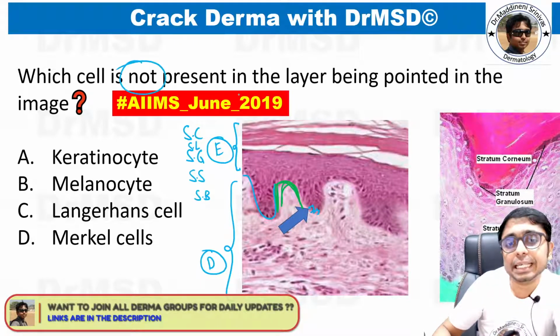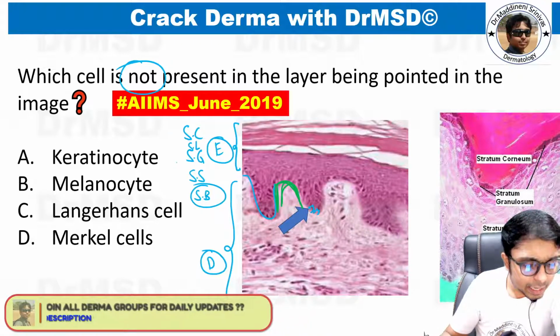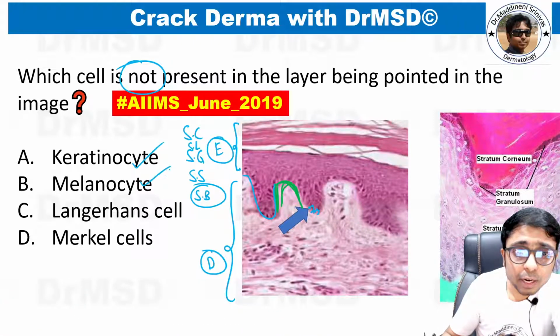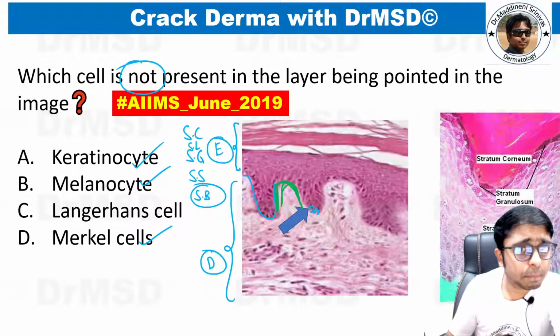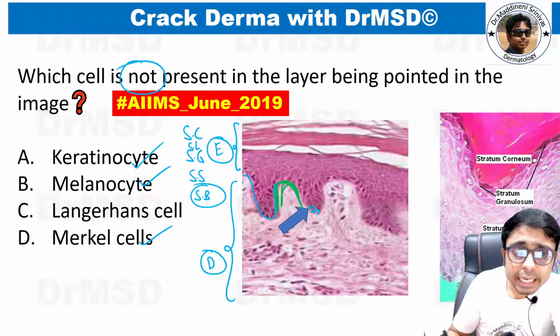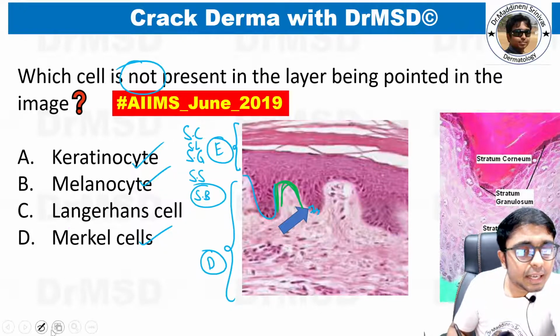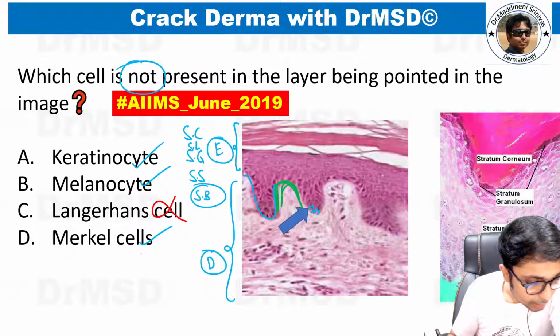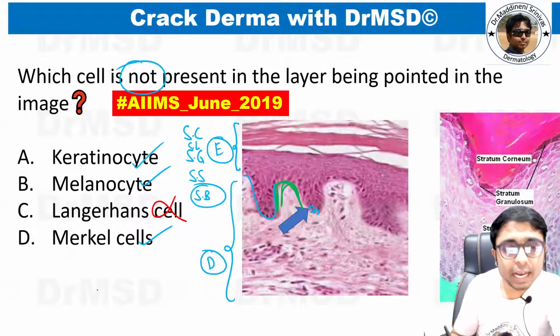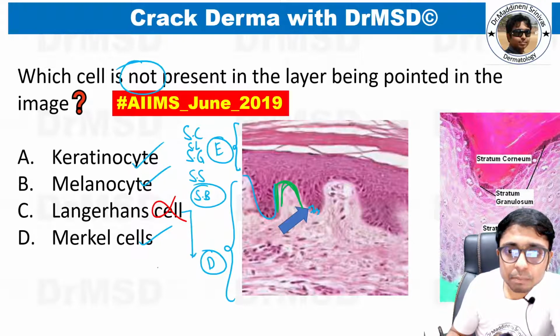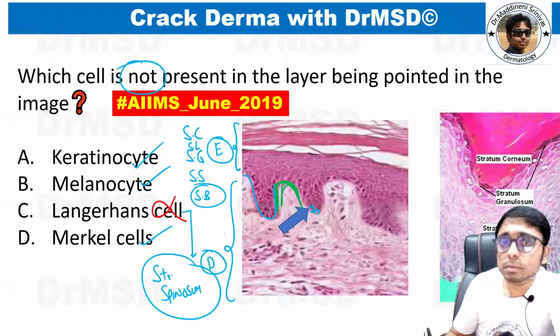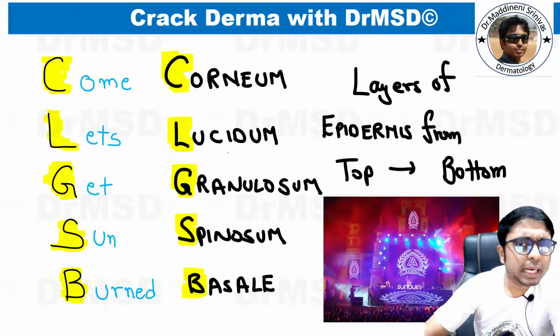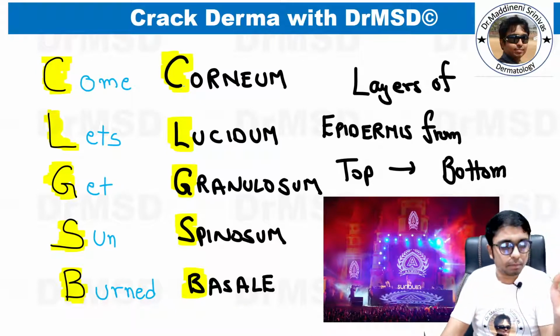You need to identify which cell is not present in the stratum basale. Please remember that keratinocytes, melanocytes and Merkel cells are all present in the stratum basale, and it is the Langerhans cell which is present in the stratum spinosum but not the stratum basale. Very good, Anantmohan and also Sumajani, both of you have answered it right. So Langerhans cells are present in the stratum spinosum, but not the stratum basale.